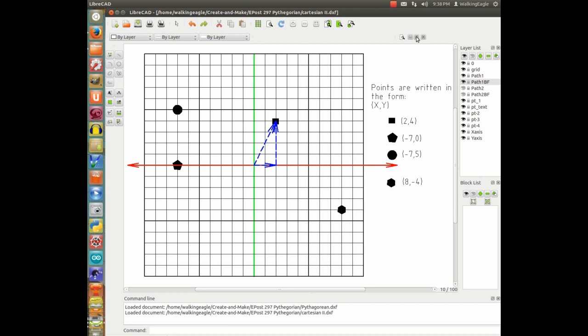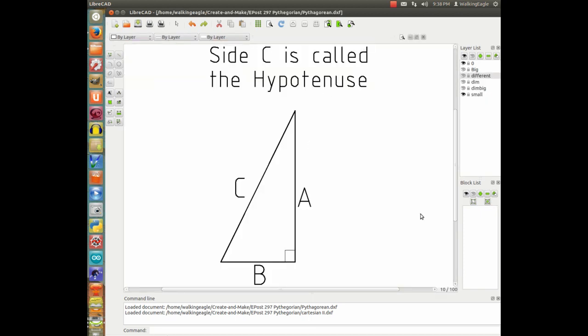Let's talk about one in general. So I will go to another screen that I have here. This shows a general right triangle, and you will see that I drew a little box in here to show that these two sides are perpendicular to each other. We're going to label the two short sides A and B. And the long side is called C for right now, and C is called the hypotenuse. That's the big name for it. That just means it's the side that's opposite of the right angle.